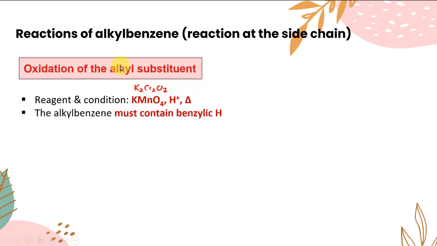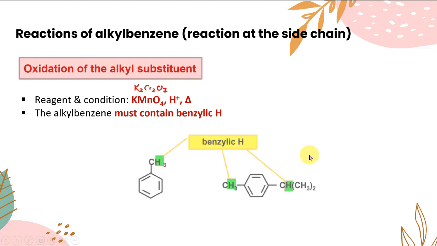So for these oxidations of alkyl substituents, we must make sure the compounds contain benzylic hydrogens. The benzylic hydrogen refers to a hydrogen attached to the carbon which is directly attached to the benzene. So this is your benzylic hydrogen, this is your benzylic hydrogen, and this is your benzylic hydrogen. It doesn't matter how many benzylic hydrogens there are, as long as you have at least one benzylic hydrogen, then oxidation will occur.